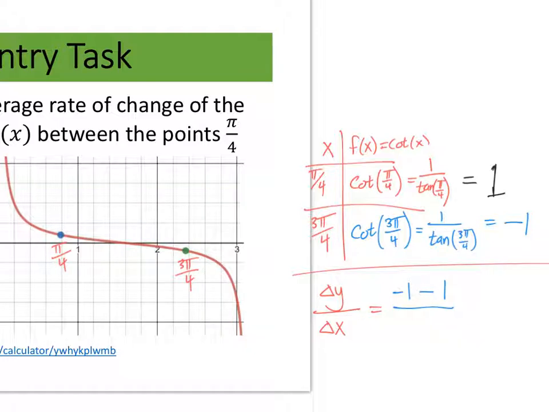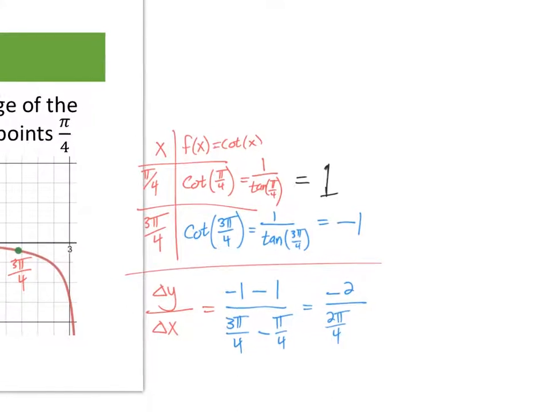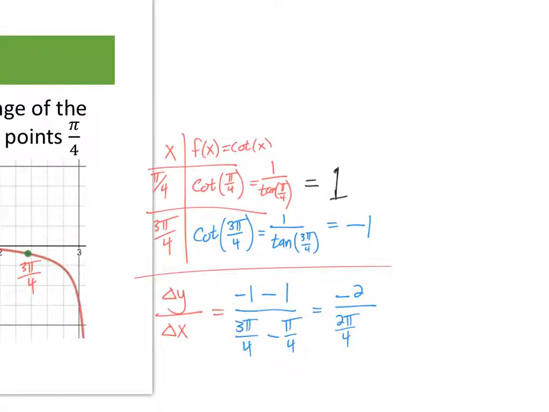Well, the change in x, it starts at pi over 4 and it goes to 3 pi over 4. So the change is going to be 2 pi over 4. But we can do that with a formula as well, 3 pi over 4 minus pi over 4. So that's -2 over 2 pi over 4. We can toss that into a calculator and we would get a number. But I'm going to try and be a little bit more sophisticated about it.